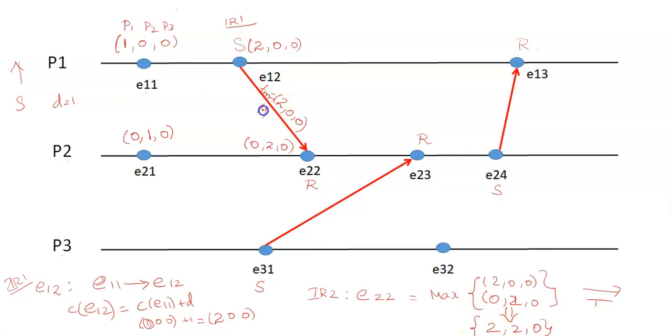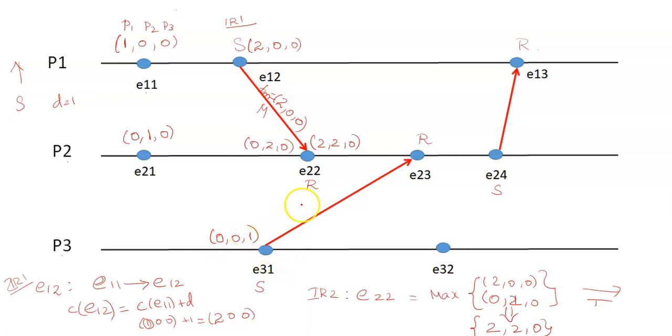So the timestamp is 2, 2, 0. Similarly, while calculating E23, we should consider E31, because E23 is a message receiving event from E31. Here E31 is the first event of P3. As usual, you can initialize, so you put 0 for P1, P2 positions and 1 for P3.